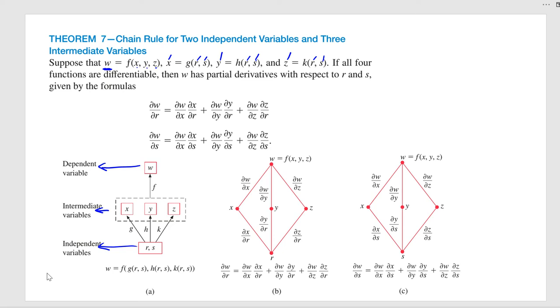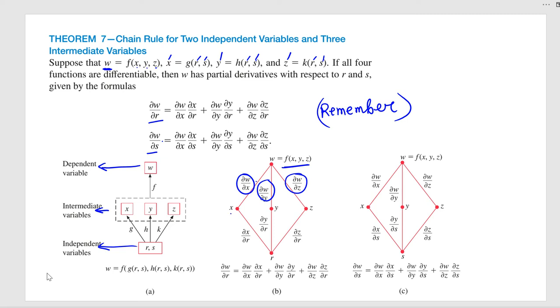In fact, these proofs are not part of our syllabus, which is why I am not showing them. So you have to remember this formula for calculating the partial derivative: the rate of change of w with respect to r, and the rate of change of w with respect to s. Because these are functions of several variables, we have to calculate the partial derivatives.